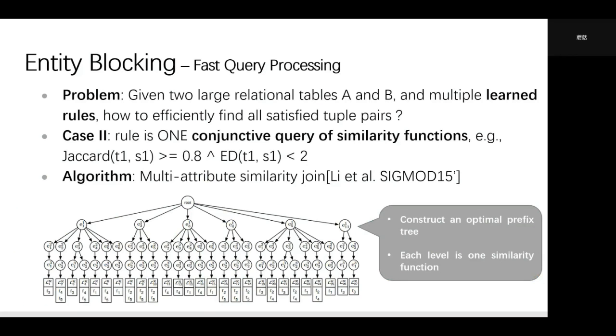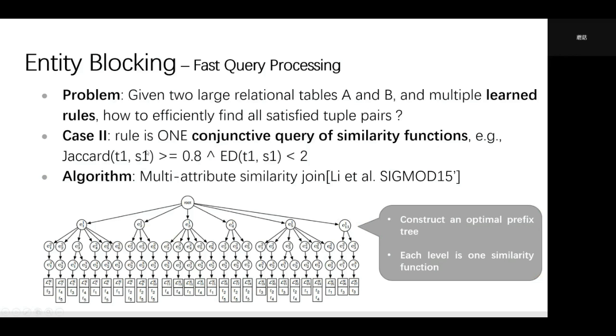The rule contains two similarity functions in this example. So we can use multi-attribute similarity join methods, which is the method in SIGMOD 15. The highlight idea is to construct an optimal prefix tree, where each level is one similarity function and each node represents a signature. So if two tuples satisfy a rule, they should be placed in at least one bucket.